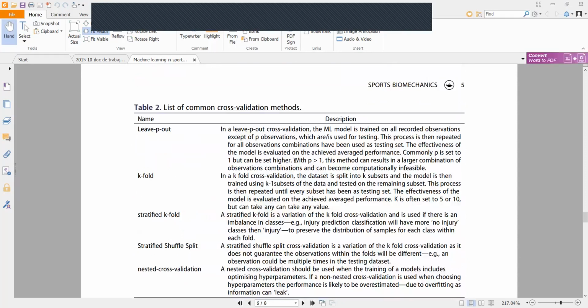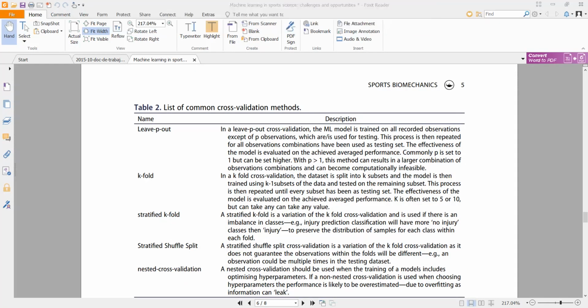the best practice is to set aside a portion of the data which is only used for the evaluation of the model. I mean, testing data, or cross-validation during the fitting process, as we see here in Table 2, possible options.